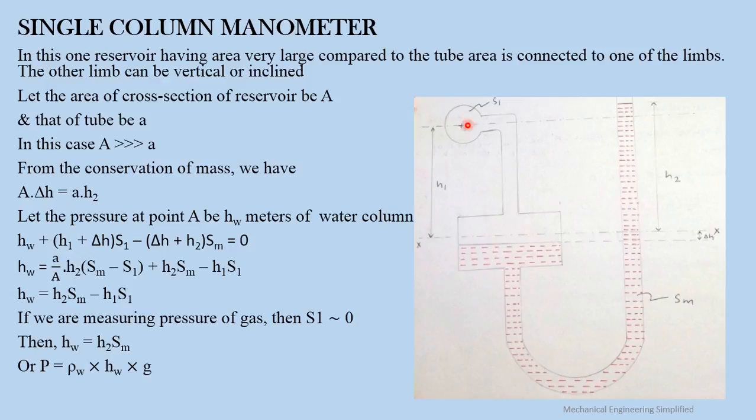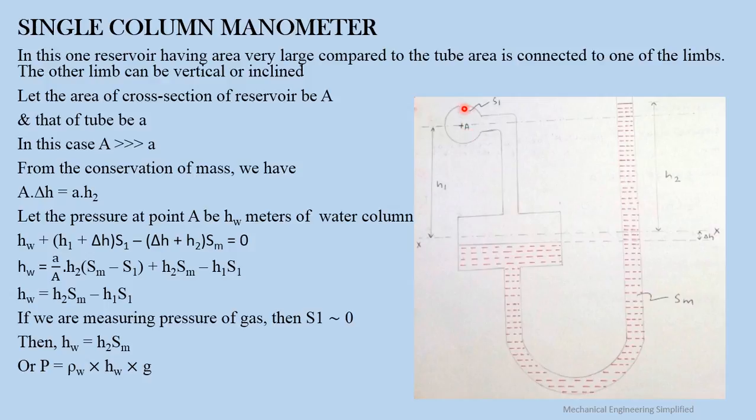So when this is connected, because this is having some pressure, the level of fluid in this reservoir has gone down by delta H, and it has raised by H2 in this tube. So from the conservation of mass, A into delta H is equal to small a into H2, and then again we will take that in terms of water column of HW, and we will do the simple calculations as we have done in the earlier part. And we have this a by A, and this we can neglect because A is very much greater than a, so this a by A can be neglected. So we have this term.